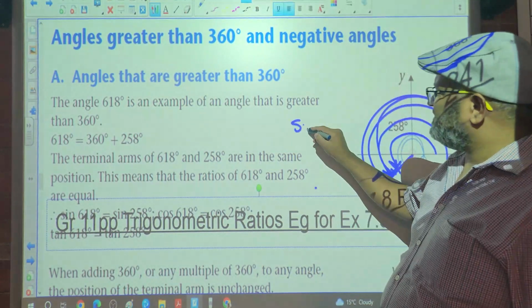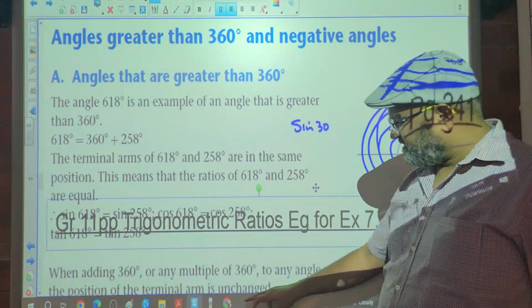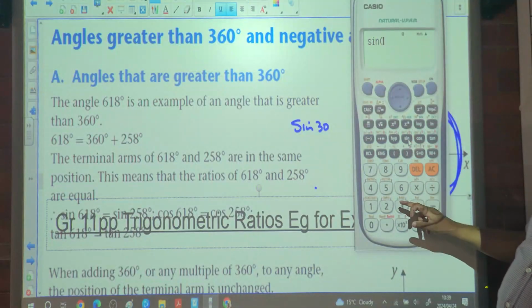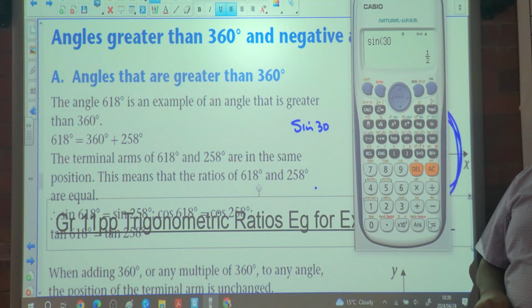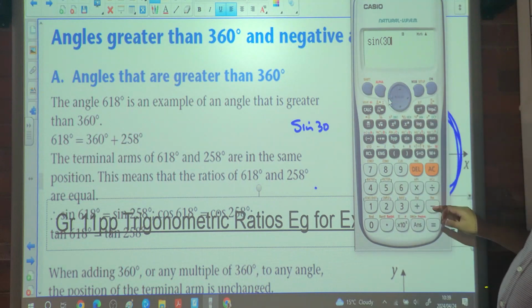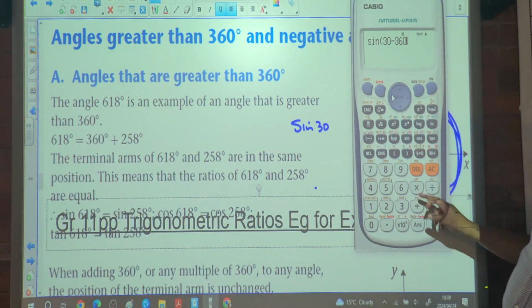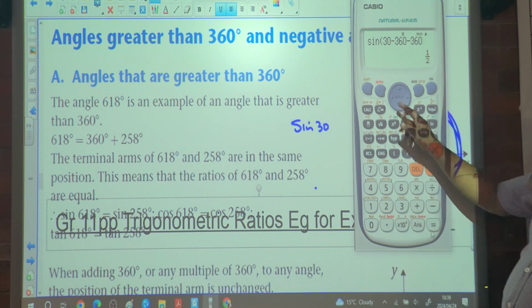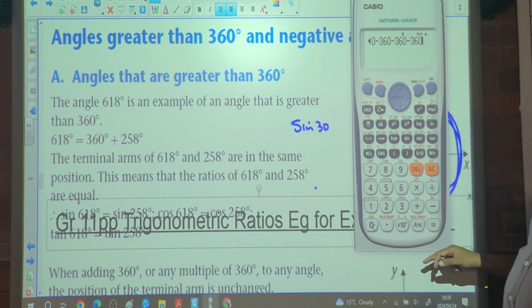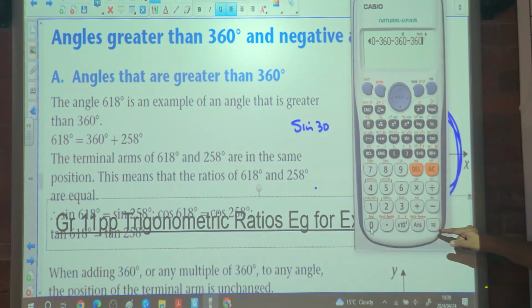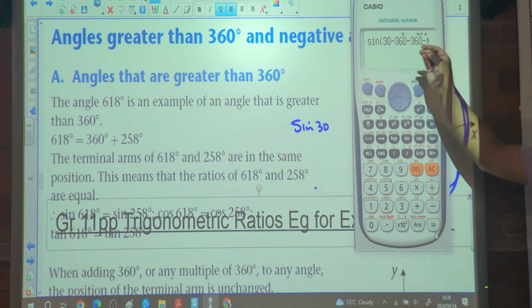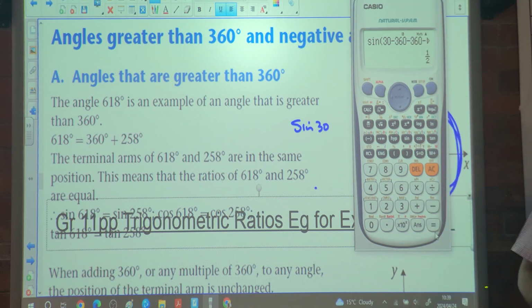So let's look at sine of 30. What is sine of 30? Sine of 30 is half. What will happen if I subtract 360 from that? What do you think you're going to get? Half again. What will happen if I subtract 360 again? Half. And again, half, and so on and so on. As long as I'm subtracting 360 degrees from that angle, I'm not changing the value of anything.